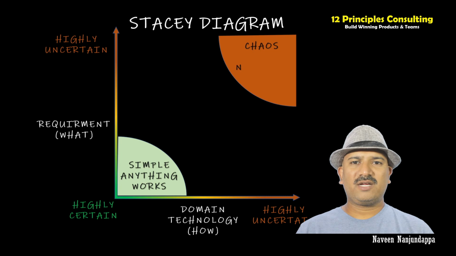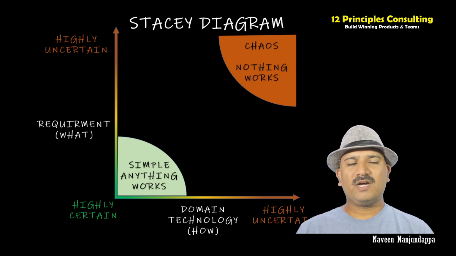On the other side, you have chaos, where nothing works. Chaos is a zone where the requirements are highly uncertain and the technology is highly uncertain. In this case, we usually call this boundary the God save you boundary. None of the frameworks will eventually work for chaos. You need to bring the chaos into a manageable situation. And that is where the next segments come into the picture.